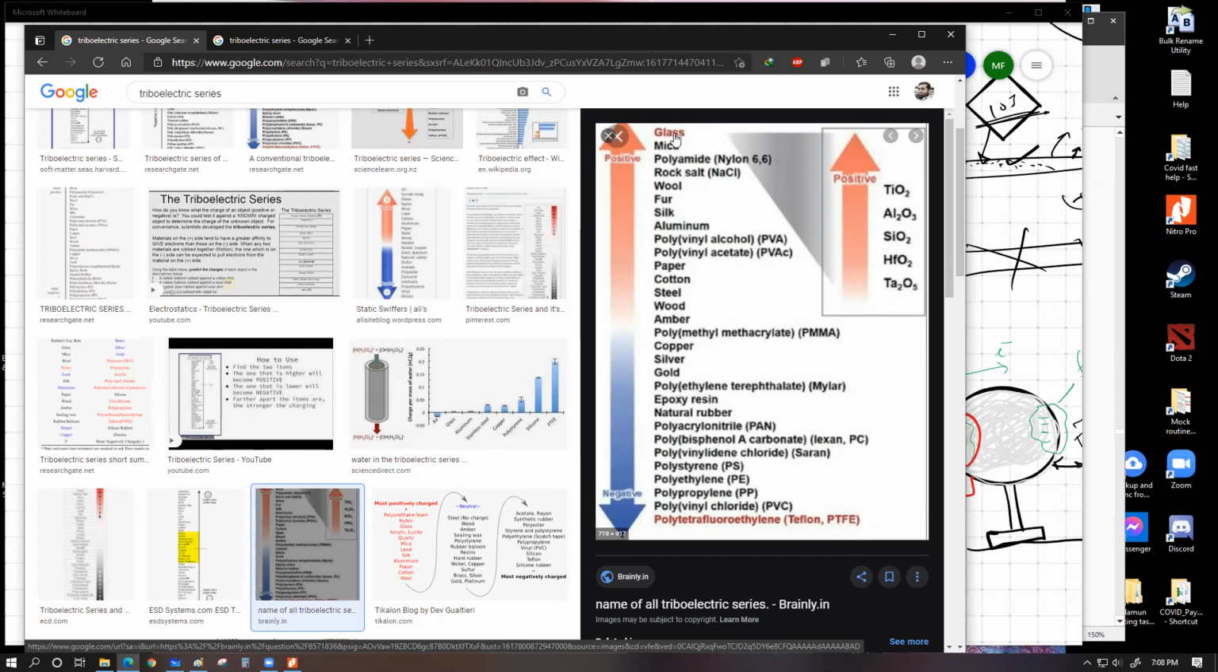So if you rub them at the same temperature, glass would be more likely to give up electrons compared to silk. So silk is going to absorb those free electrons given up from the glass material. That's how it works. In this series, the materials which are above have weaker attraction towards electrons compared to the ones which are lower. So the lower ones attract electrons strongly, the upper ones attract electrons weakly. That's the basic information about glass.